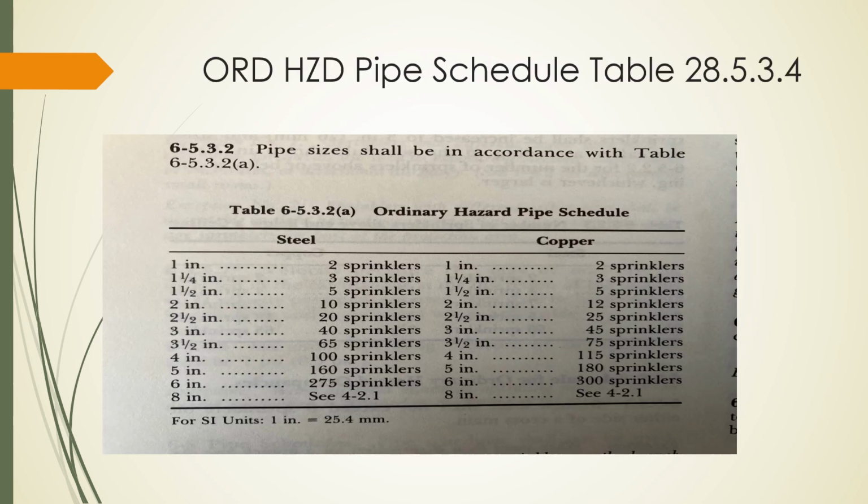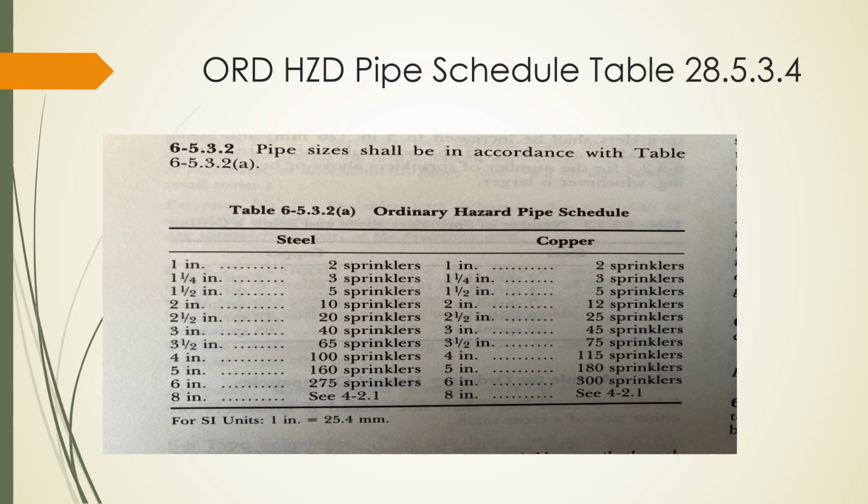In the prior video, I did not provide a full table of ordinary hazard pipe schedule layout, just the branch lines. And here is a full table with the 2-3-5 system, the 2 to 1 inch, the 3 to the inch and a quarter. And you can see there's 65 sprinklers would be fed by a 3.5 inch line, for instance. Were you able to find it?